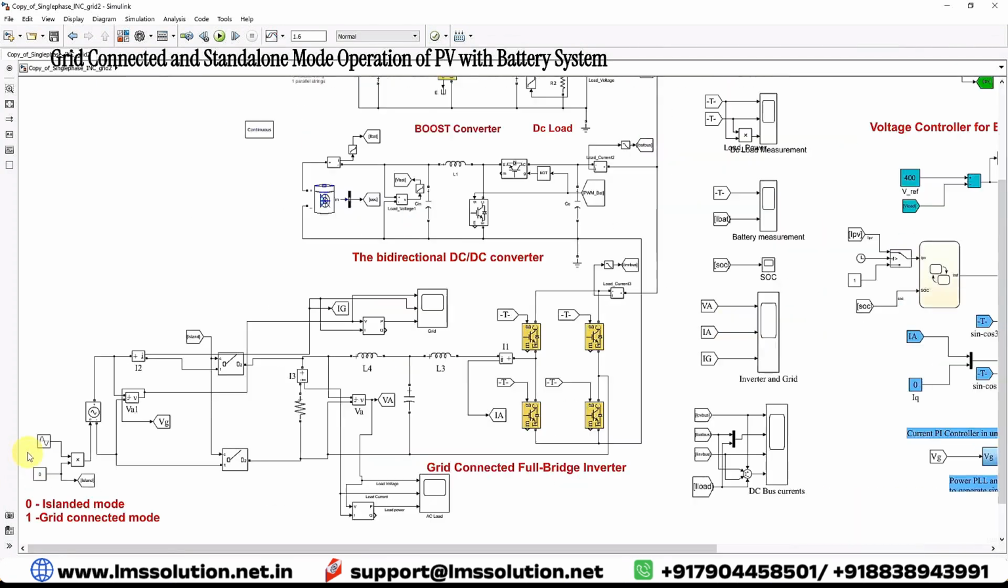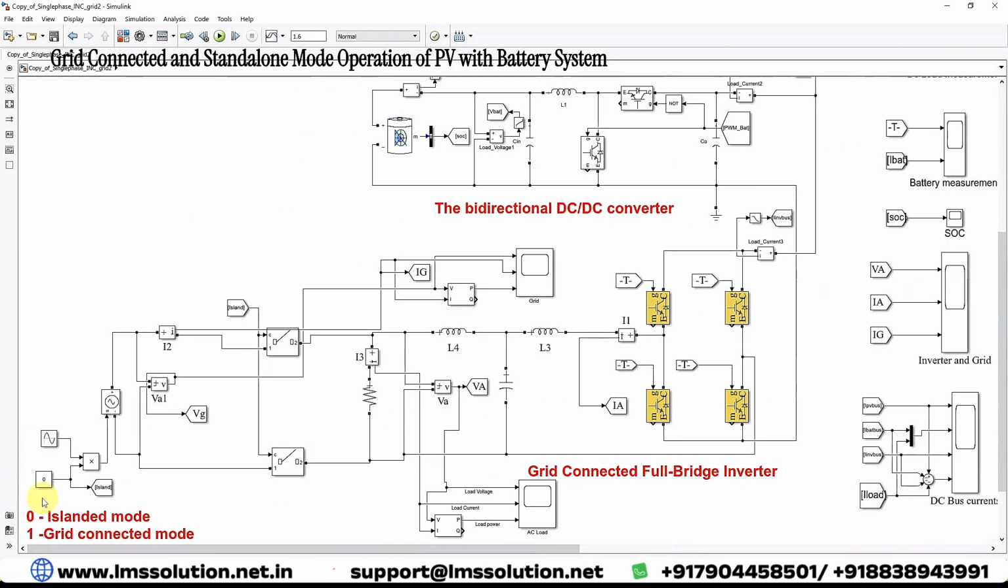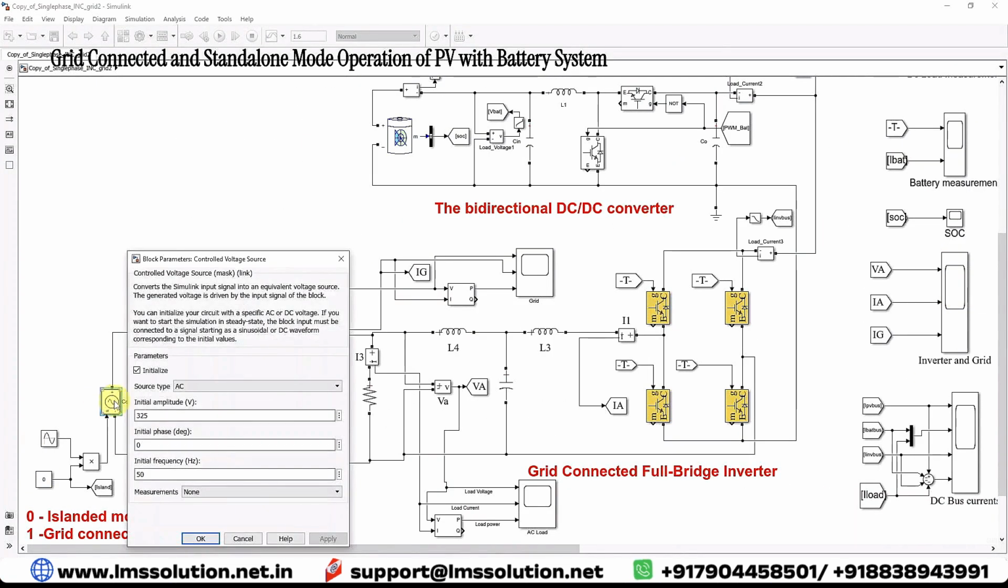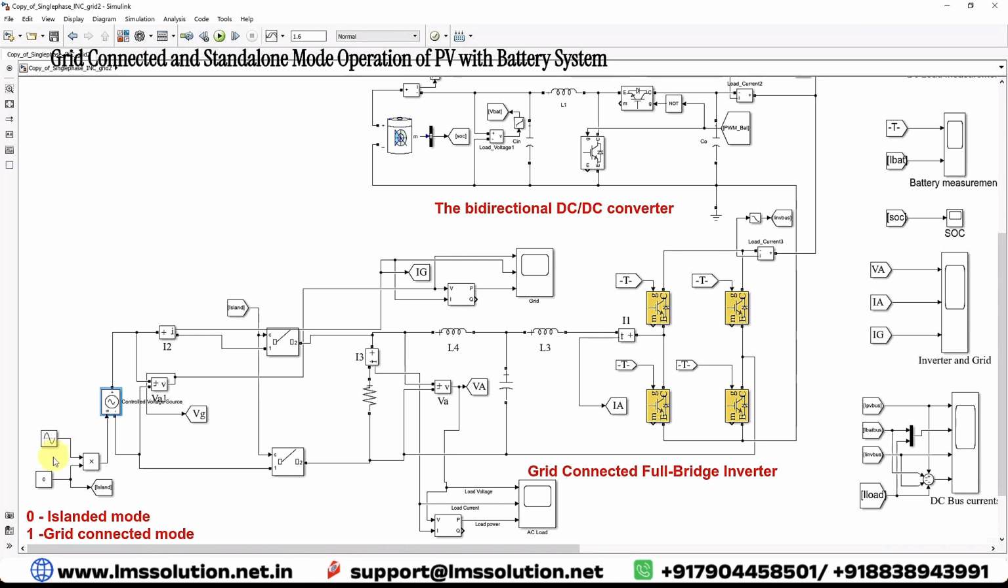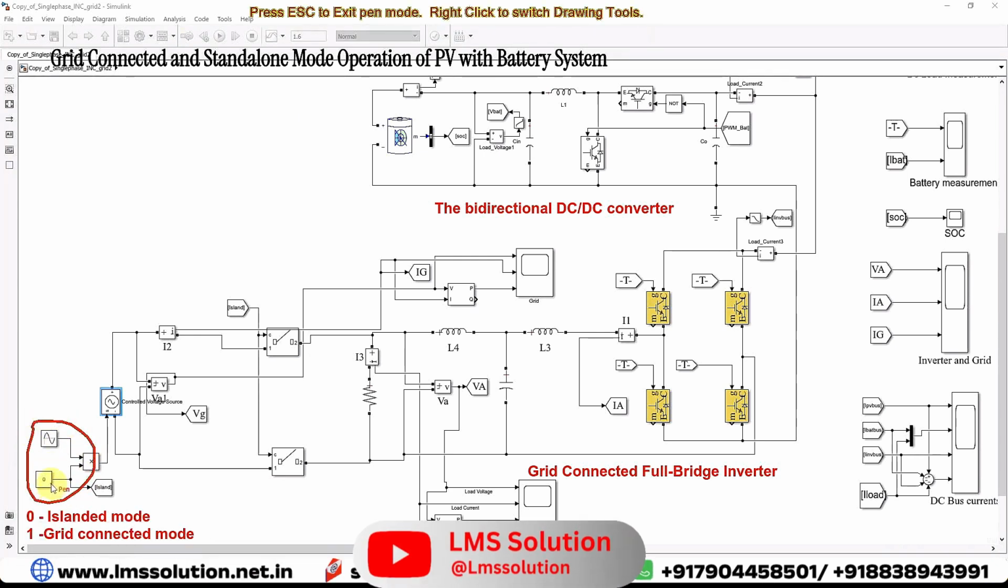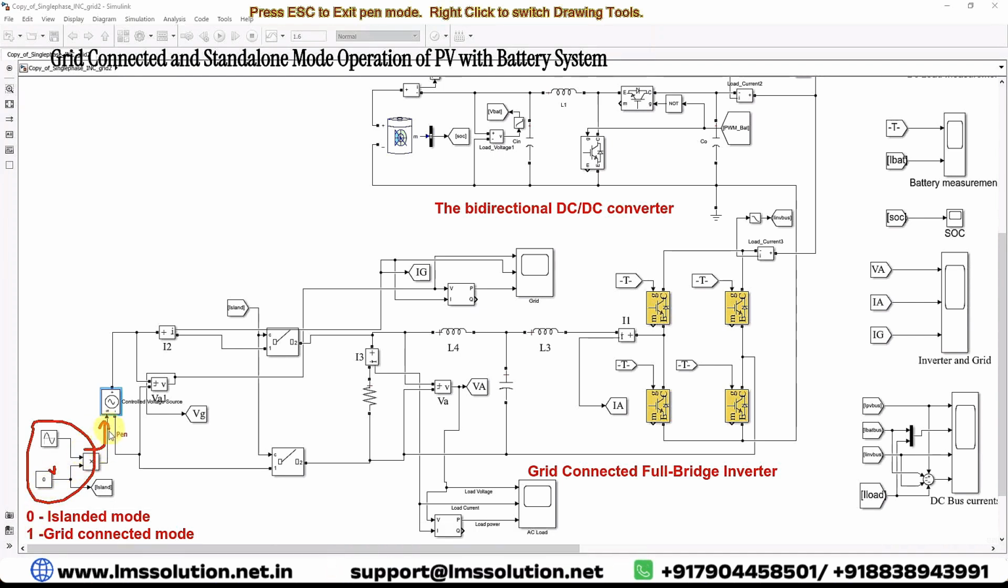And here we created some events. Here we have a controlled voltage source. It is going to be controlled by means of these two blocks. That means a sinusoidal waveform is multiplied with some constant. If I put the constant as 0, the output will be 0. That means the system will go to islanded mode or standalone mode. When I put the constant equal to 1, then the system is going to be in grid connected mode.